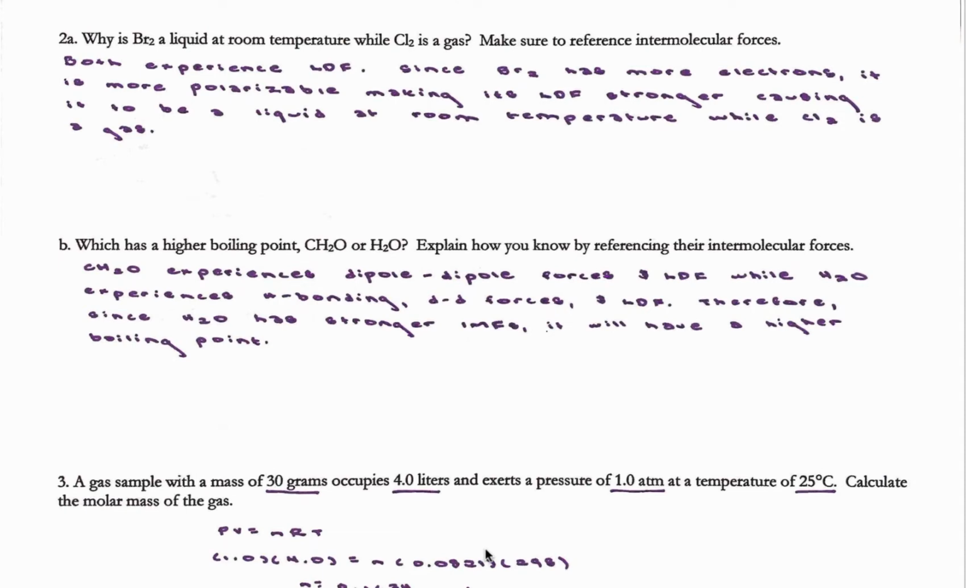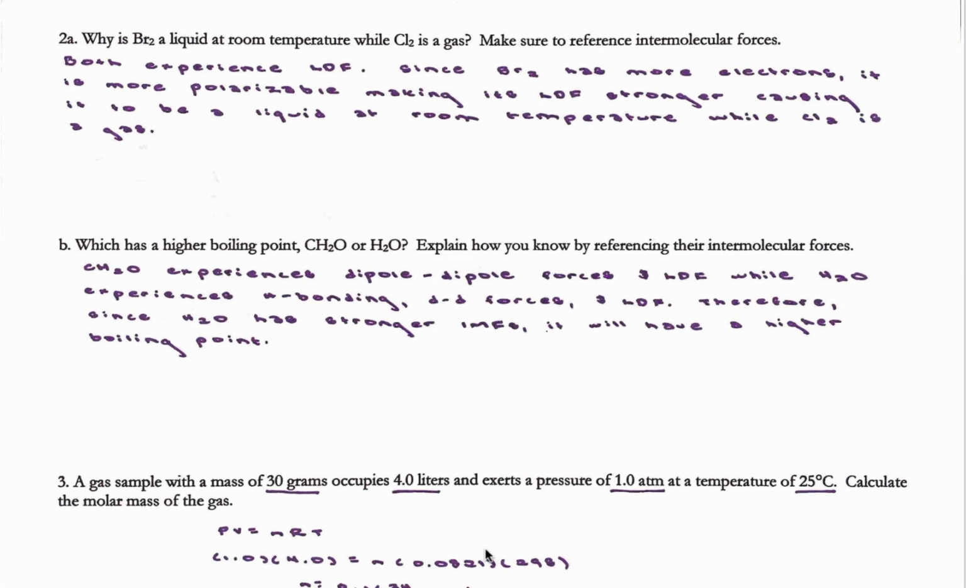In 2A, it asks, why is Br2 a liquid at room temperature while Cl2 is a gas? Well, I need to reference both of their intermolecular forces, and they both have London dispersion forces. So when I compare them then, I need to compare the number of electrons. So since bromine has more electrons than chlorine does, it's going to be more polarizable, enabling it to have a stronger London dispersion force. And therefore, since its London dispersion force is stronger, that's going to cause it to be a liquid at room temperature, while chlorine, which is weaker, is a gas.